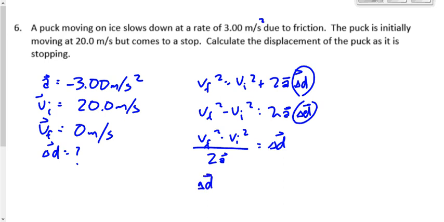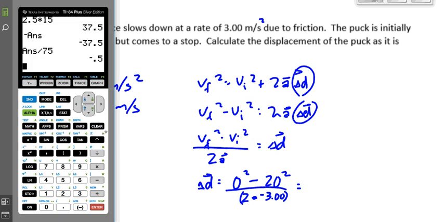All right, what do we got here? VF, 0 squared minus 20 squared over 2 times A. Okay, I'm going to actually show you a little bit of brackets this time if my calculator will work, which it won't. Okay, never mind. I'll show you after we come back from the break how to use brackets on something like this then.